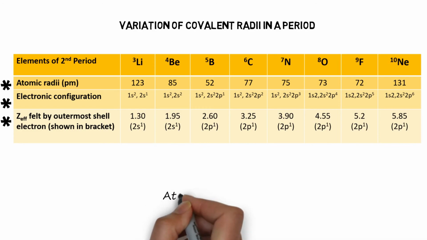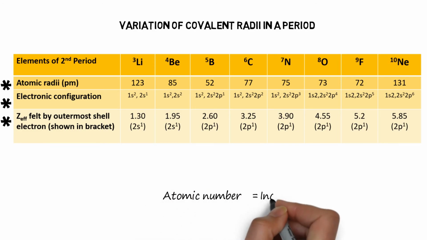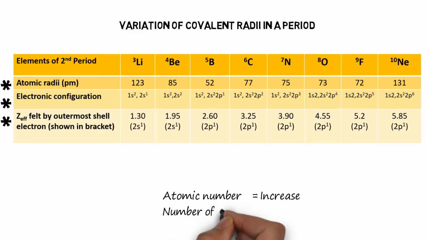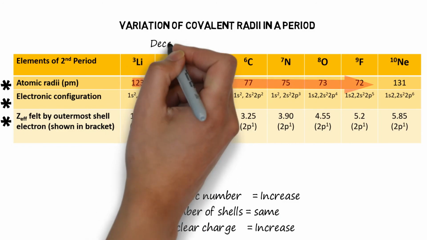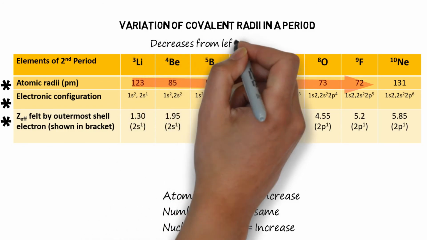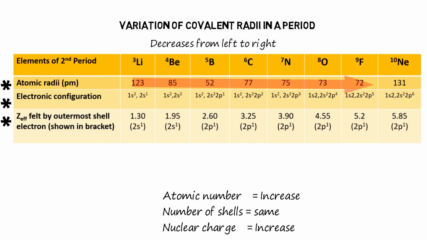From the table, we can see that in a period, when we move from left to right, atomic number increases, means the number of electrons and number of protons increases, but in a period, all the atoms have the same number of shells. This results in increasing effective nuclear charge. Hence, the atomic size decreases from left to right in a period.